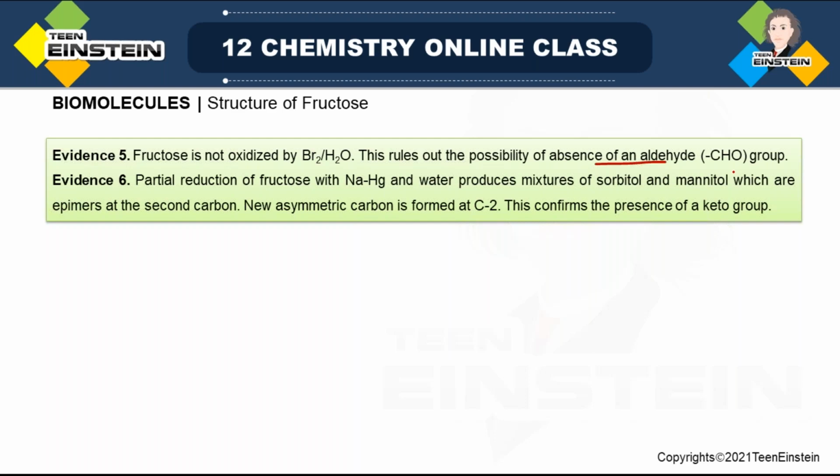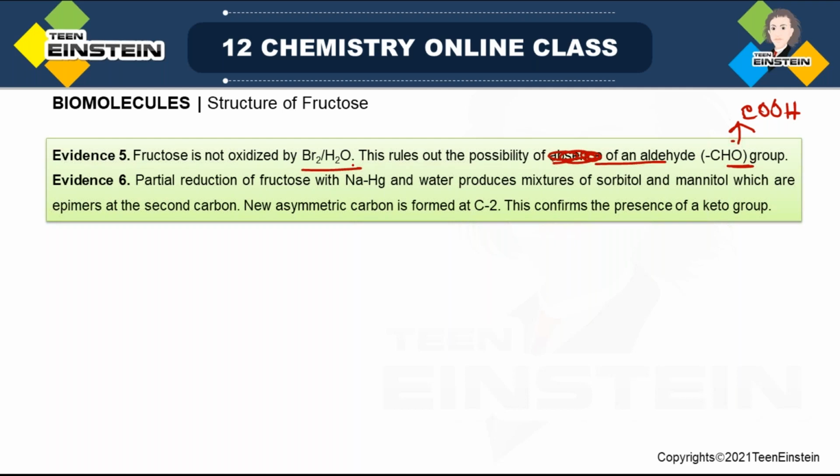So this rules out the possibility of an aldehyde group. That is not possible because if an aldehyde group is present, that will easily be converted to CO2H group. But we know in case of fructose, though we are trying to establish the structure, that here we have C double bond O, not CHO. So C double bond O is not so easy to oxidize. CHO is easy to oxidize to CO2H. Whether you use weak oxidizing agent or strong, it will always be converted to CO2H.